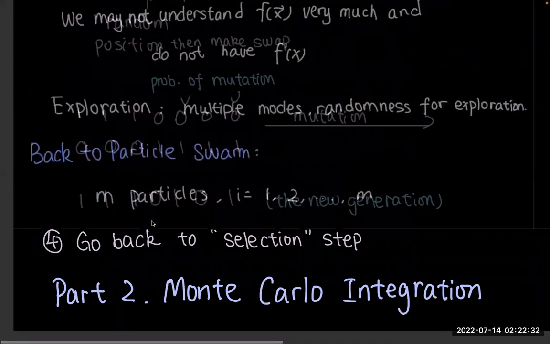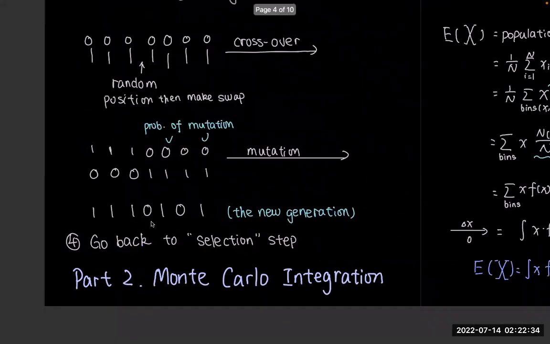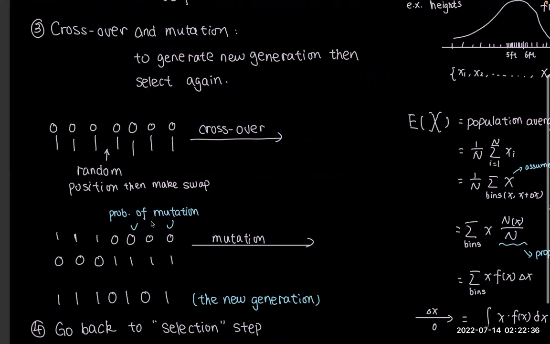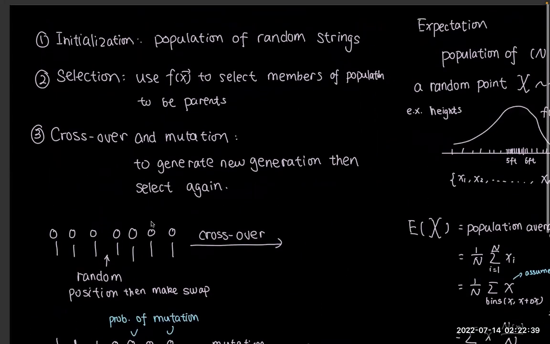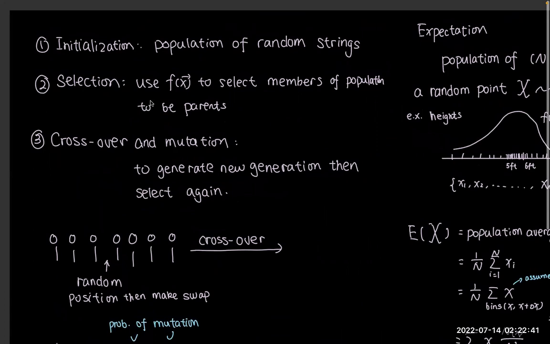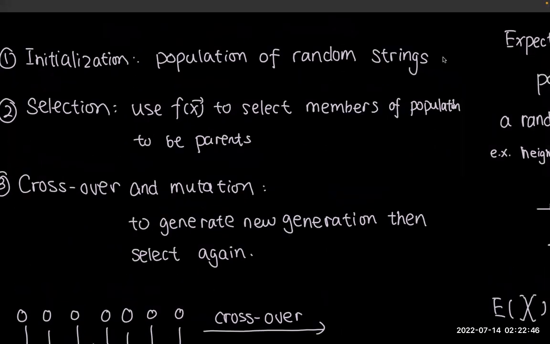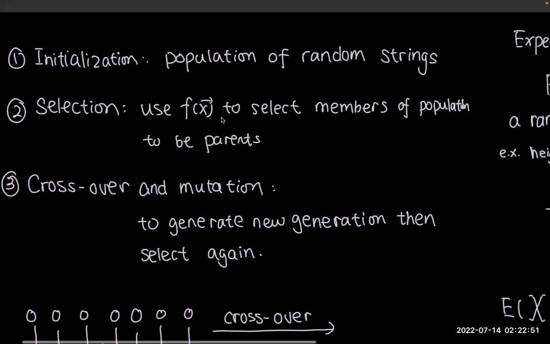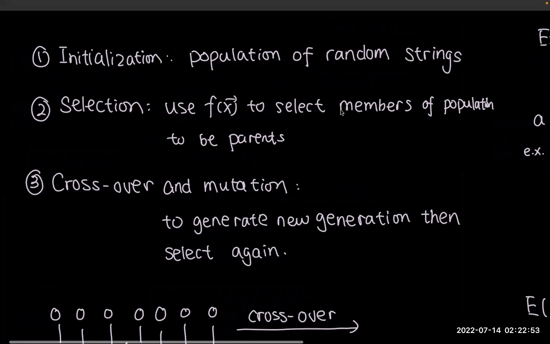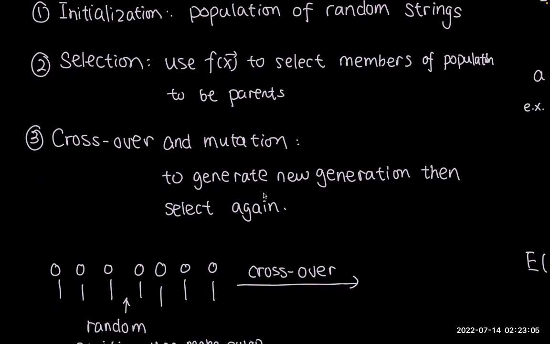And then the next step is to use this f, the fitness function, to do the selection. So we first initialize the population as random binary strings, and then we use f of x to select the members of the current population to be the parents, so that they can breed for the next generation. This is done by crossover and mutation to generate the new generation.